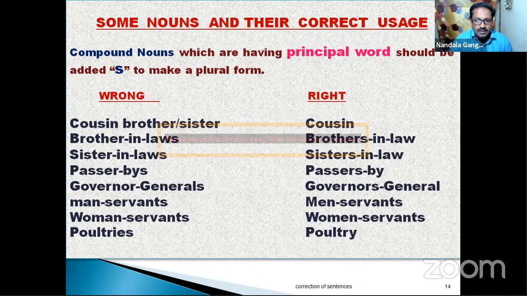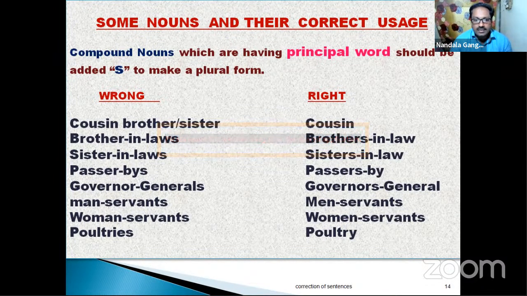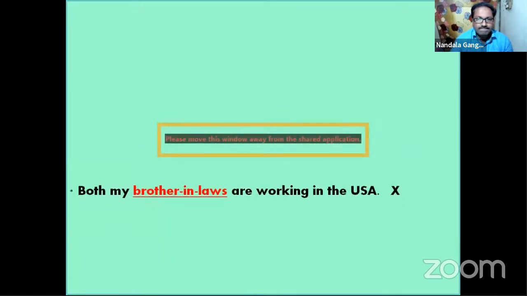Sister-in-law, and passers-bys, passers-by, governors general, man servants, men servants. For man, we should not add s to man, not mans. So in plural form we say only men. So here the plural is added, and servants is as it is. Women servants. Poultry is poultry.